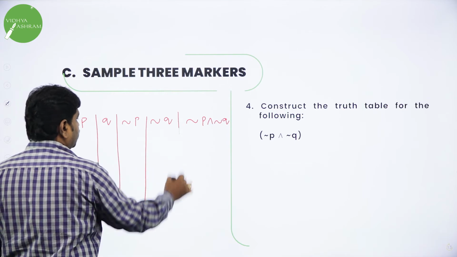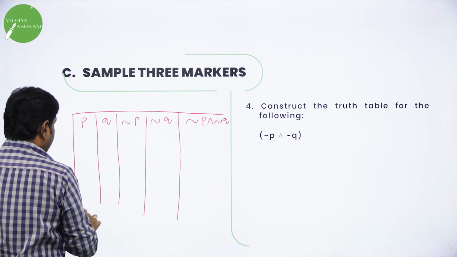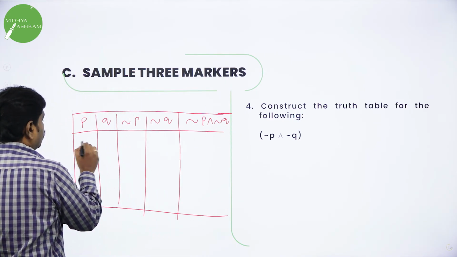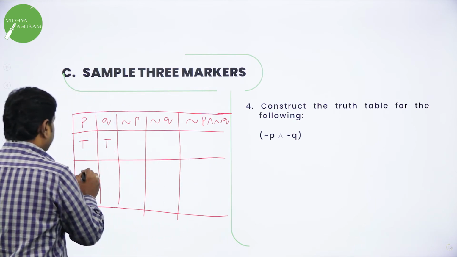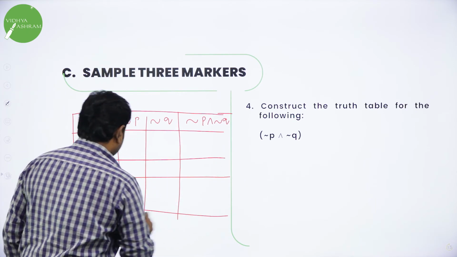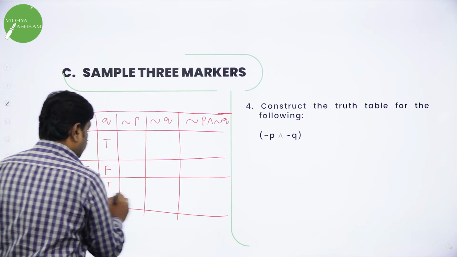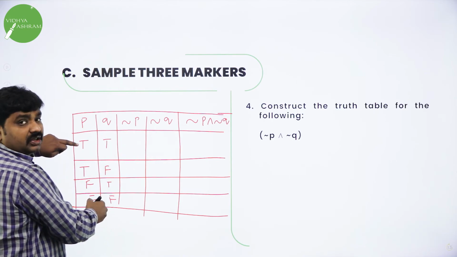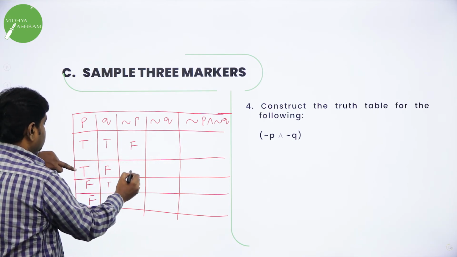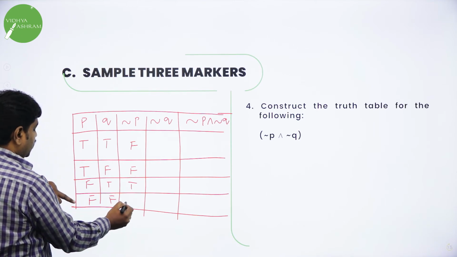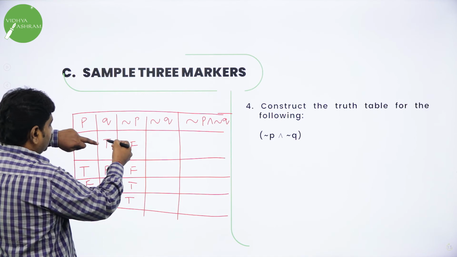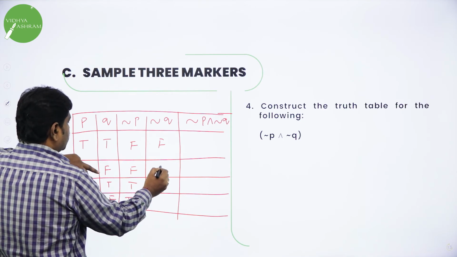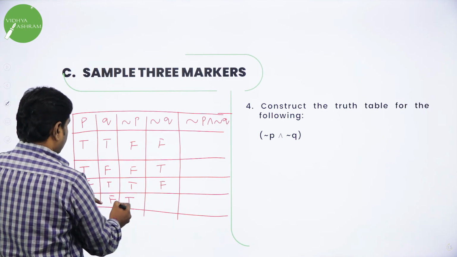So all of you know truth table means write the components as columns, then fill the truth values. So now what are the possibilities? Both may be true, or P may be true and Q may be false, or P may be false and Q may be true, or both may be false. These are the possibilities. And not P. Not P means negate P. So negation of true is false, negation of true is false, negation of false is true, and negation of false is true. Negation of Q means not Q. So if Q is true, write it as false. If Q is false, write it as true. True becomes false, false becomes true, true becomes false, false becomes true.